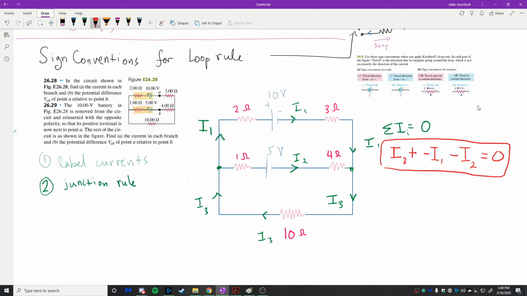Does anyone have any questions about that? It's a pretty easy rule to use. Incoming current positive, outgoing current negative.